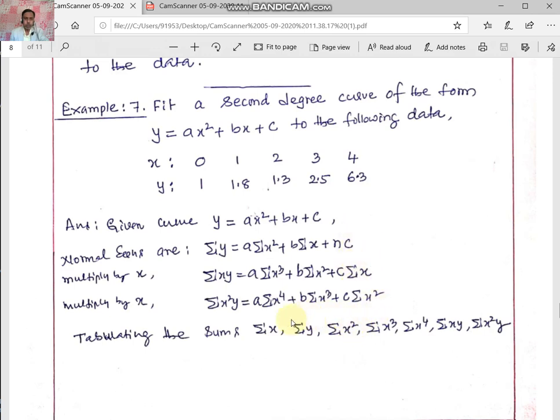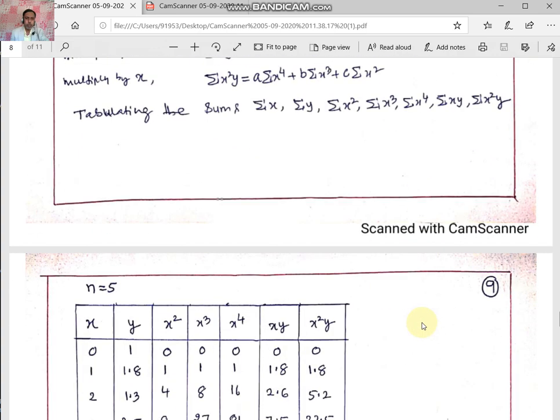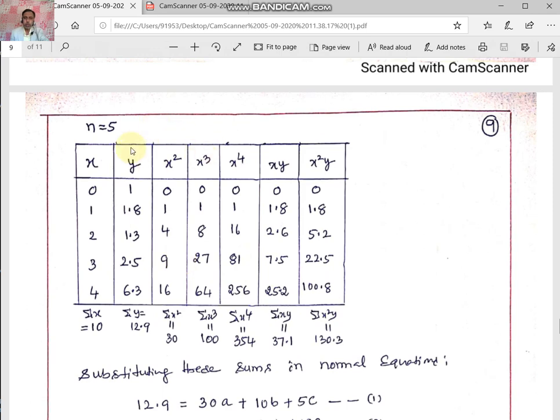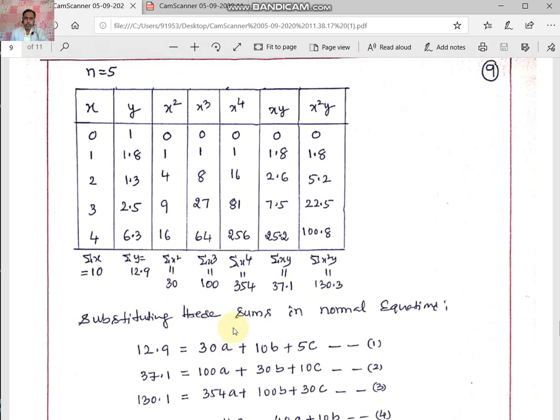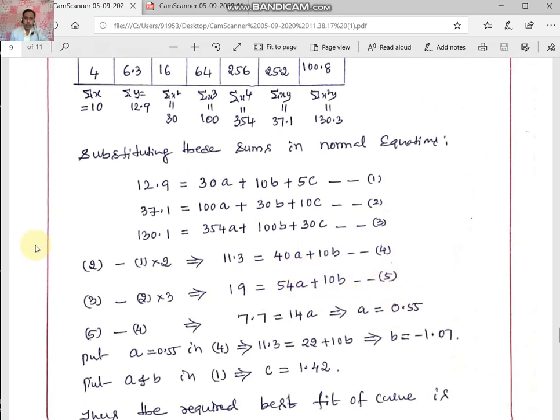Let us find the sums called sigma x, sigma y, sigma x square, sigma x cube, sigma x power 4, sigma xy, sigma x square y by tabulating the values. So as I told, n is 5, given column x values, y values, squaring, cubing and x to the power 4 values, product xy and x square y, and their corresponding sums are here, total details. Then substitute these sums in the three normal equations and solve for a, b, c values.